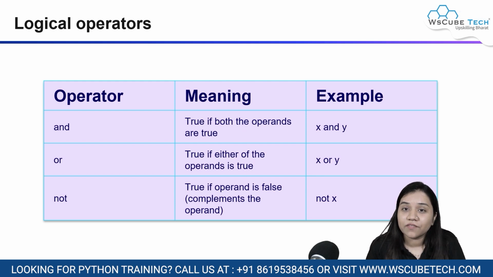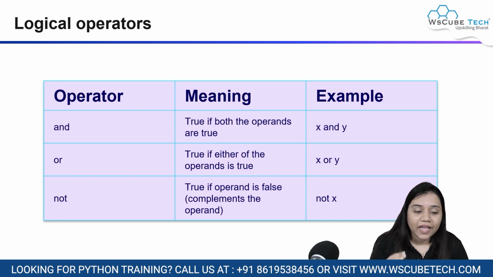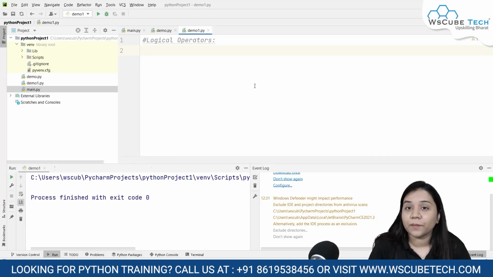Similarly, if OR is giving us false, but at the same time we have used NOT with it, then it will give us true. This is what AND, OR and NOT do. So let's understand it with the help of an example over here. First of all, we will be talking about AND operators.